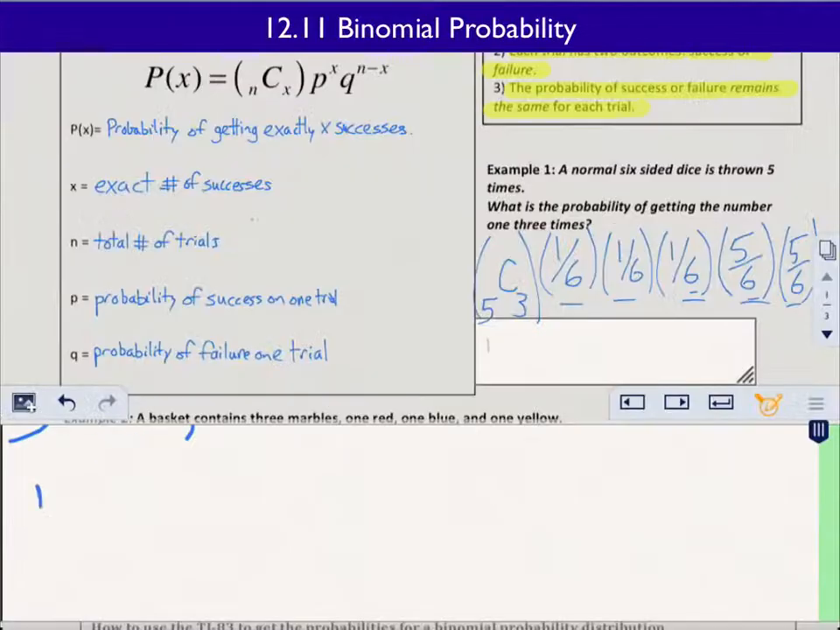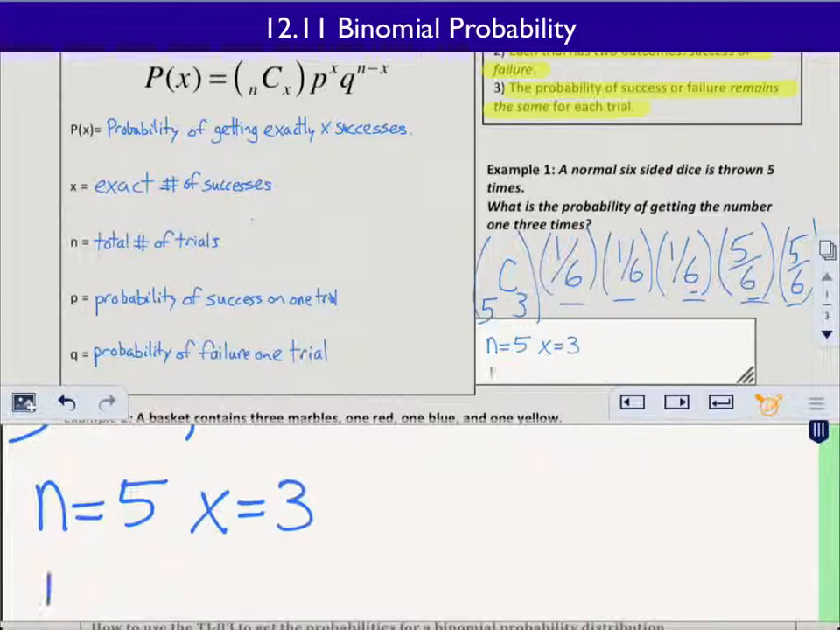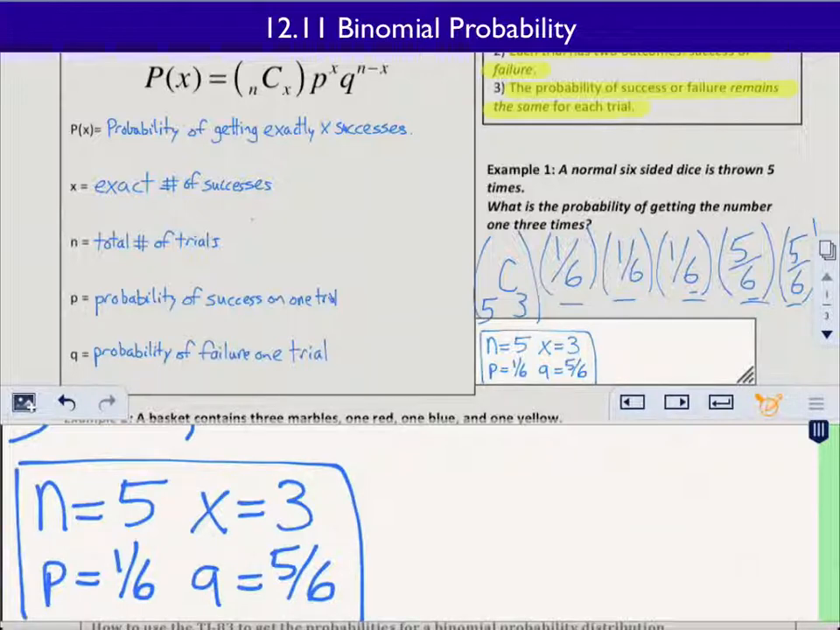So here we need to find n, which is the number of trials, and it looks like we're throwing a dice 5 times, so n equals 5. X is going to be how many successes we want. Well, we want getting the number 1 three times, so we have 3 successes. P is the probability of success, so the chance of getting a 1 is 1 out of 6. And then Q is the probability of failure, and so that's going to be 5 out of 6. So we always need to identify these 4 things whenever we're doing the binomial probability formula.